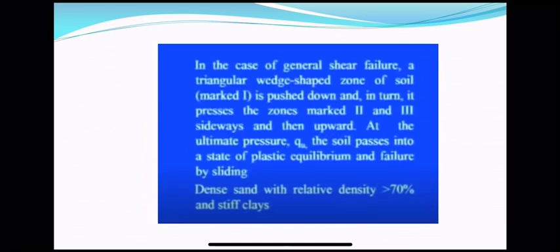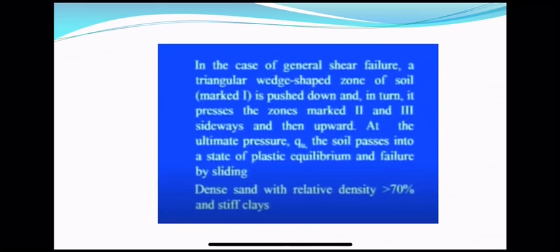So in the case of general shear failure, a triangular wedge shaped zone of soil, marked 1, presses the zones marked 2 and 3 sideways and then upwards. It presses sideways and upwards at the ultimate bearing capacity of the soil, which will pass into a state of plastic equilibrium. It will be changing from the elastic condition to the plastic equilibrium condition, and the failure is taken by sliding.